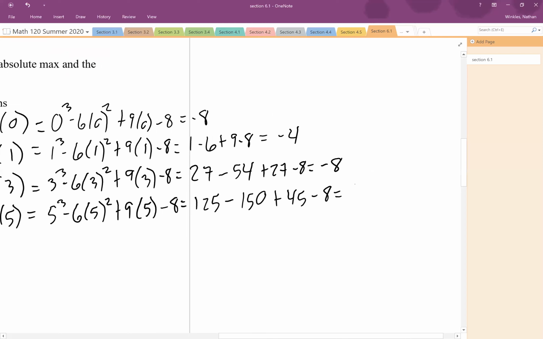So this is going to be our absolute max. And in this case, both of these are the absolute minimums. We can have 2 absolute mins or 2 absolute max or however many, as long as they give us the same exact value.